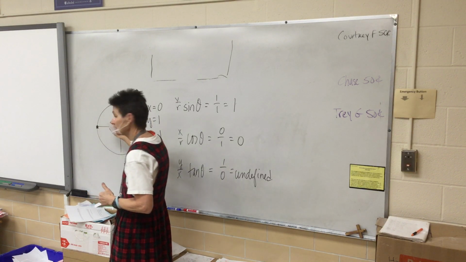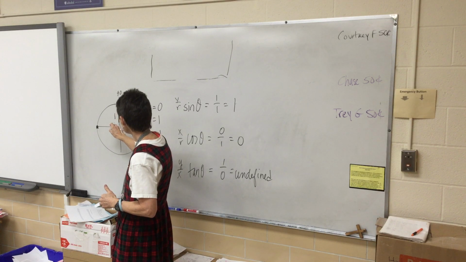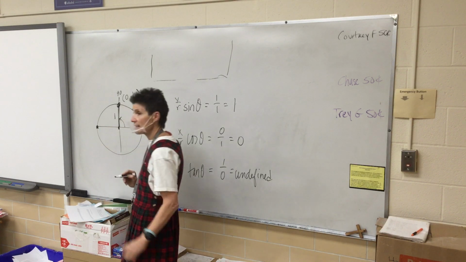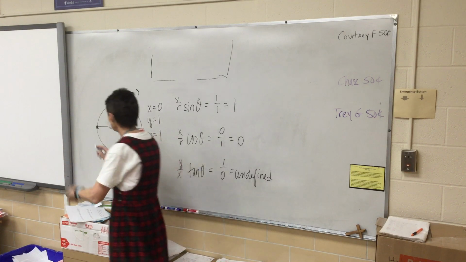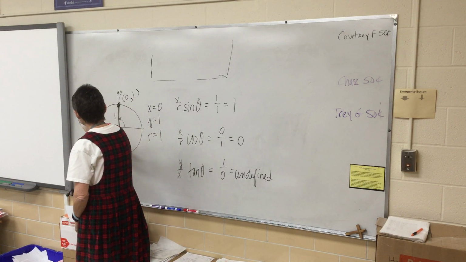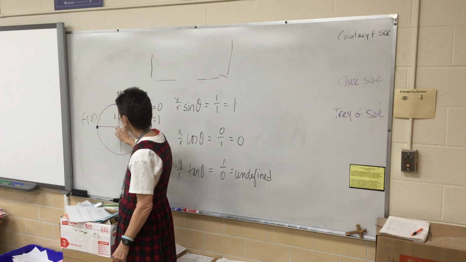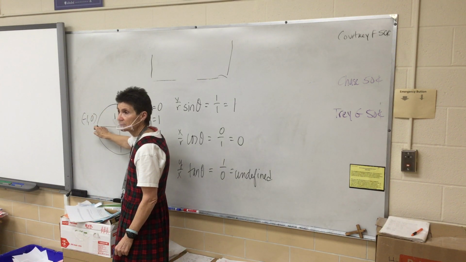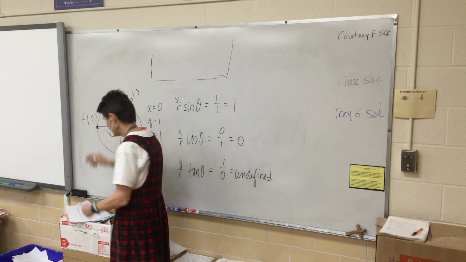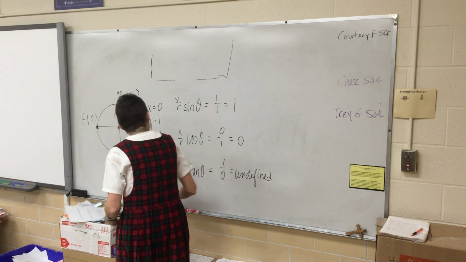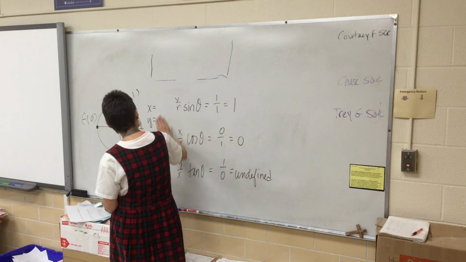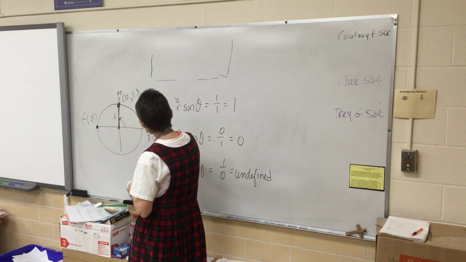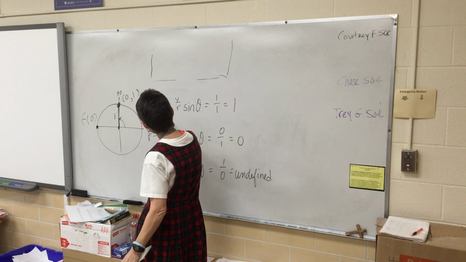Still with the same circle, with a radius of 1, what are the coordinates at that point? Negative 1, 0. Here's the origin. You're going left 1. Negative 1, 0. So now I have different values of x, y, and r. r is still 1. x is negative 1 and y is 0.